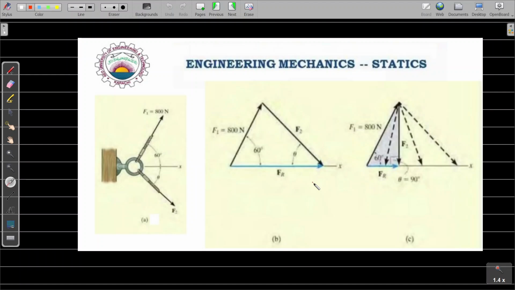Now remember the unknowns. The unknowns are F2, theta, and FR, and remember F2 has to be a minimum. This is a very important condition.